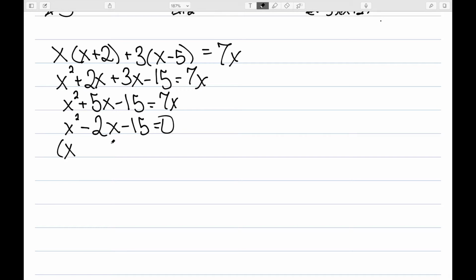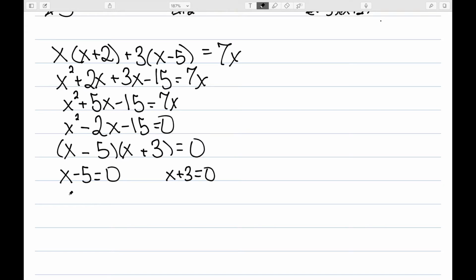And then we need to factor. Two numbers that multiply to be negative 15 and add to be negative 2 would be negative 5 and positive 3. This gives me x minus 5 is equal to 0, or x plus 3 is equal to 0. So my solutions are 5 and negative 3.